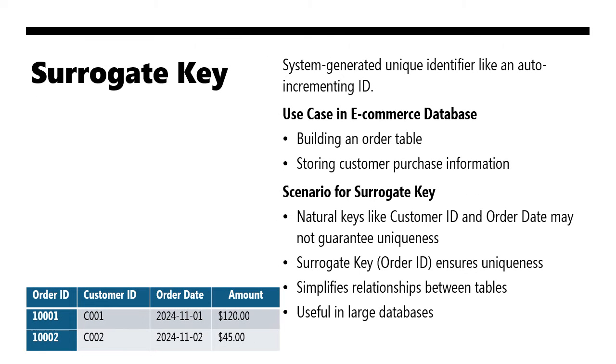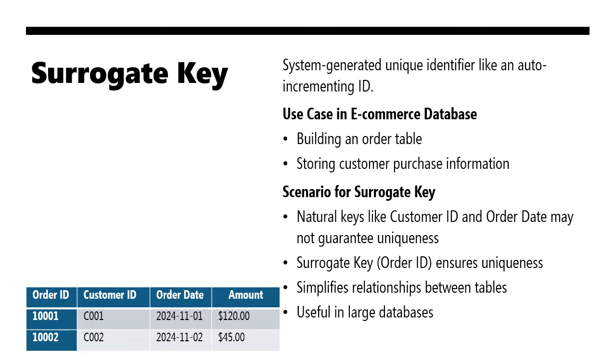Moving on to the surrogate key. This is a system-generated unique identifier, often an auto-incrementing number, used when no natural primary key exists or when using a natural key is impractical. Consider an e-commerce database that stores orders. While we might have natural keys like customer ID and order date, they might not guarantee uniqueness due to the possibility of a customer placing multiple orders on the same date.